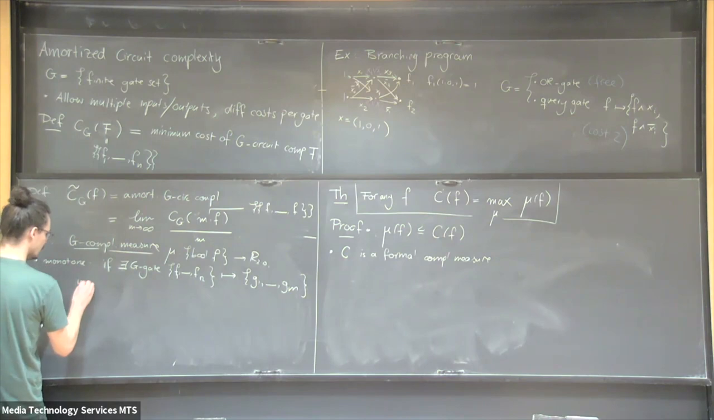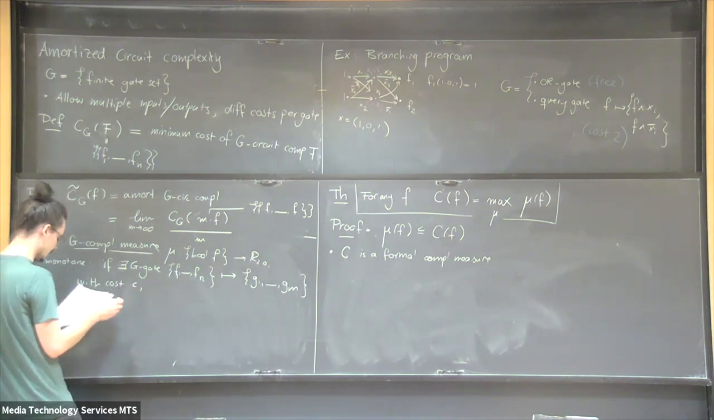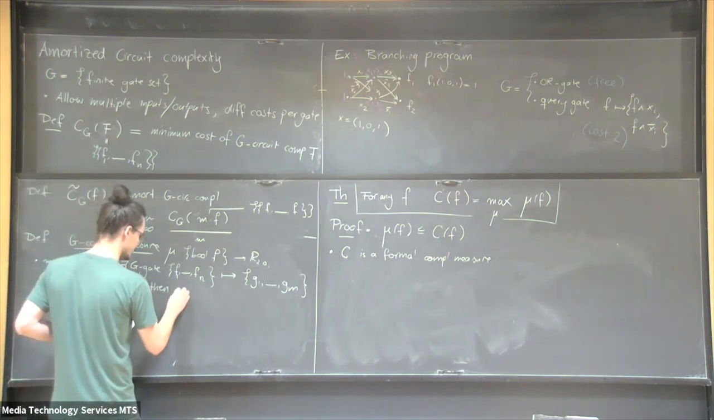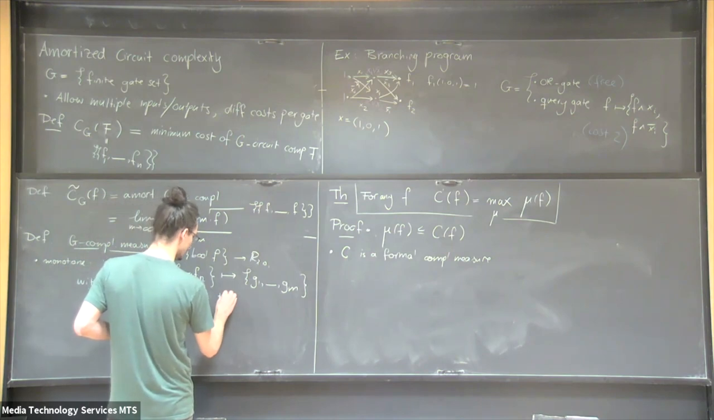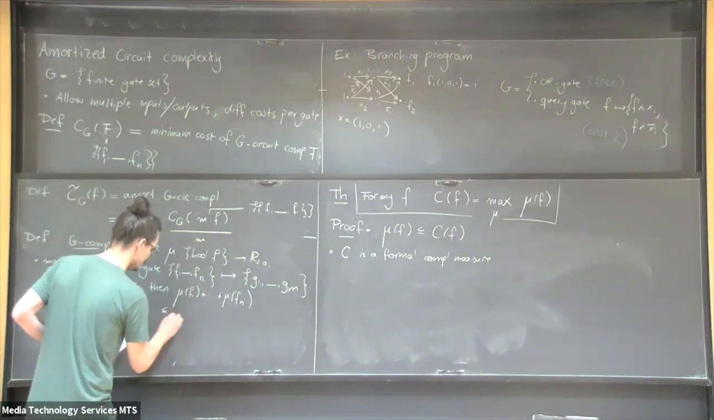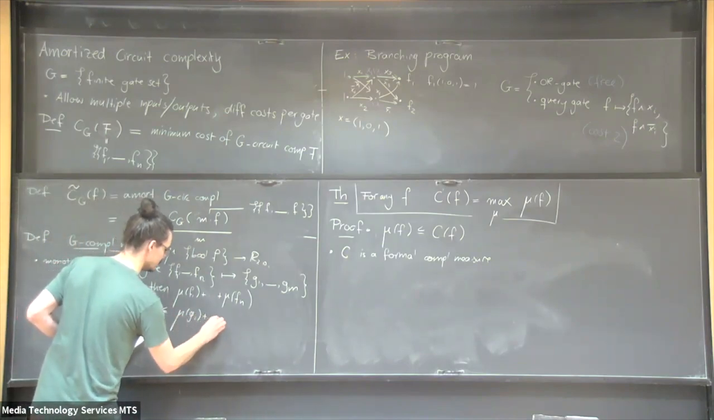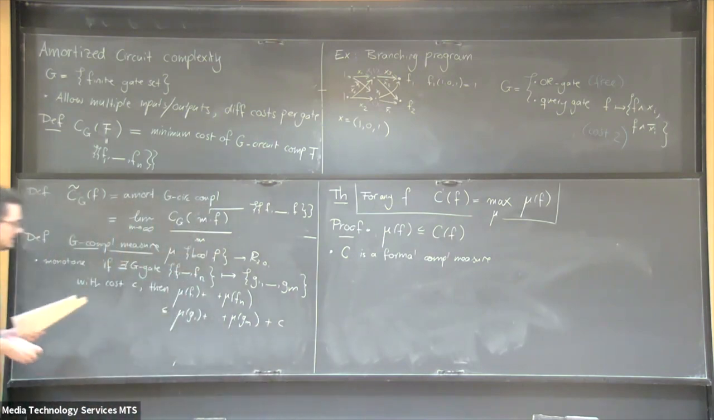So if there is a gate that does this for any collection of Boolean functions, and this gate has cost C, right, remember all my gates have a cost, then I want mu of F1 plus up to mu of Fn to be at most mu of G1 plus up to mu of Gm plus my cost. Okay. That's what I mean by monotone. And for formulas, the cost of AND and OR is zero. That's right.